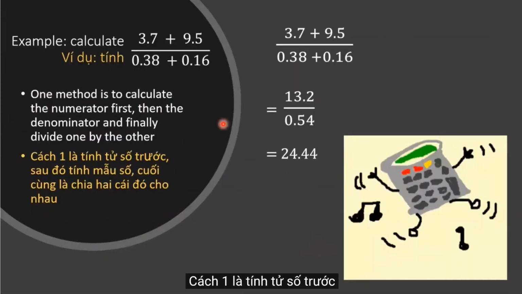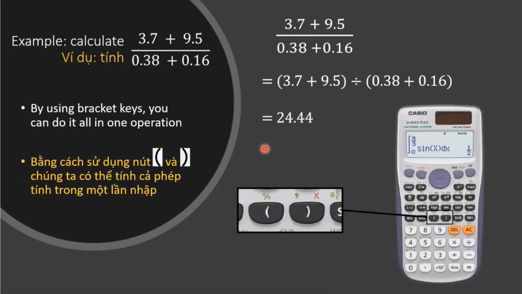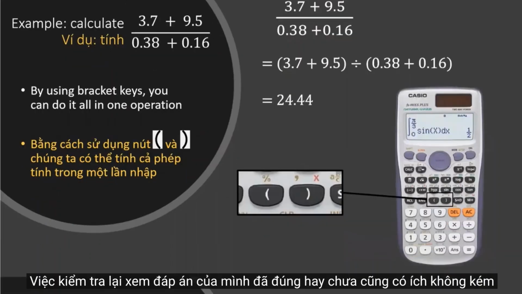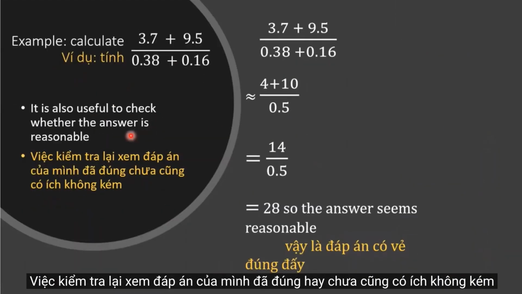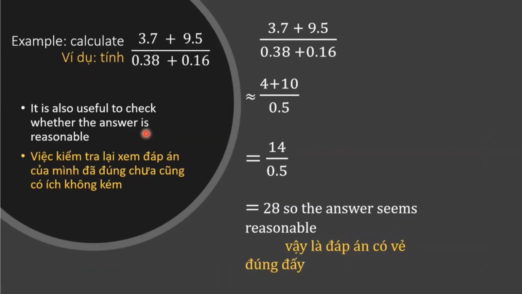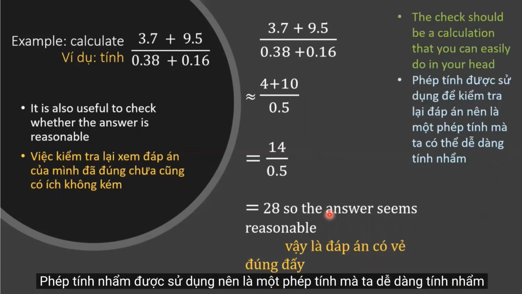One method is to calculate the numerator first, then the denominator, and finally divide one by the other. By using bracket keys, you can do it all in one operation. It is also useful to check whether the answer is reasonable. The check should be a calculation that you can easily do in your head.